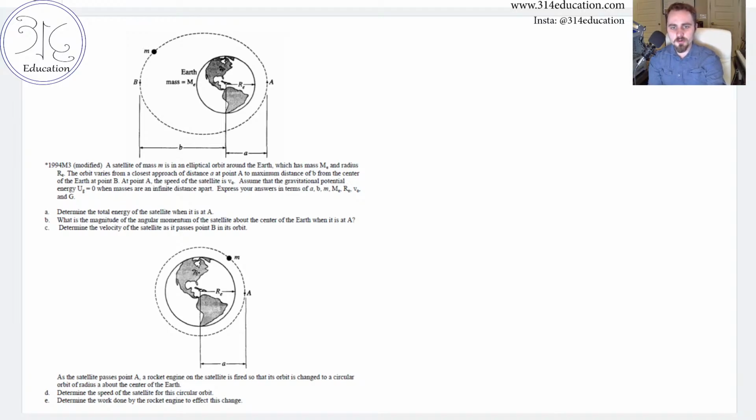Good. So for our last guy, we've got a gravitational problem. We've got some satellite of mass m in an elliptical orbit around the Earth, which has mass Me and radius Re. The orbit varies from a closest approach of distance a, that's at this closest approach here. Here's our distance down there. Actually, I have something for this. Yeah. So at this point here is our distance.